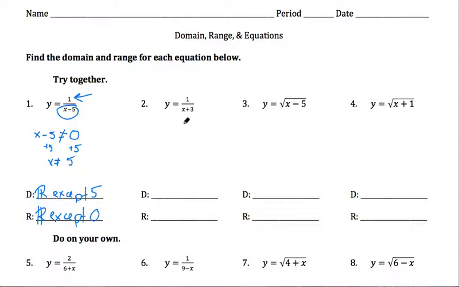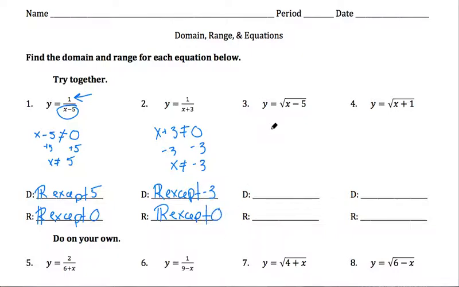Okay, this next example, another rational. The denominator, x plus 3, cannot be equal to 0. Subtract 3 from both sides. x cannot equal negative 3. So our domain would be all real numbers except negative 3. Our range, still all real numbers except 0. That's again because of the numerator there.